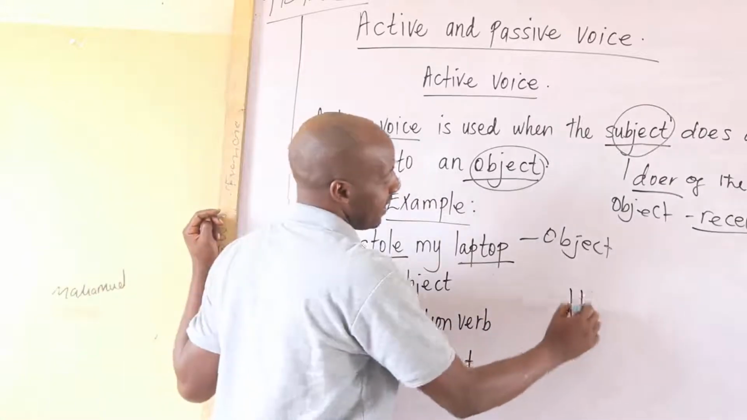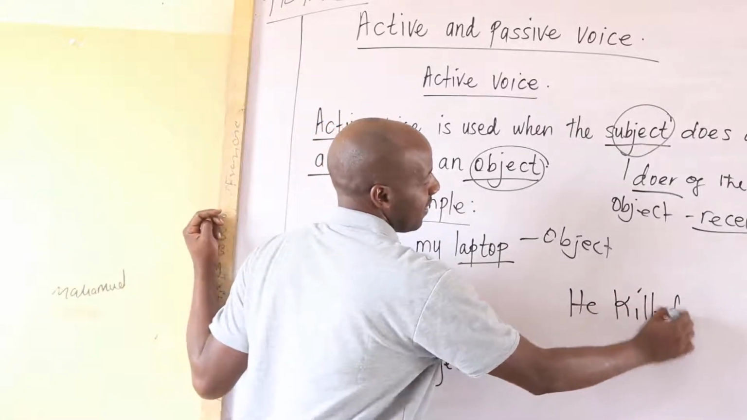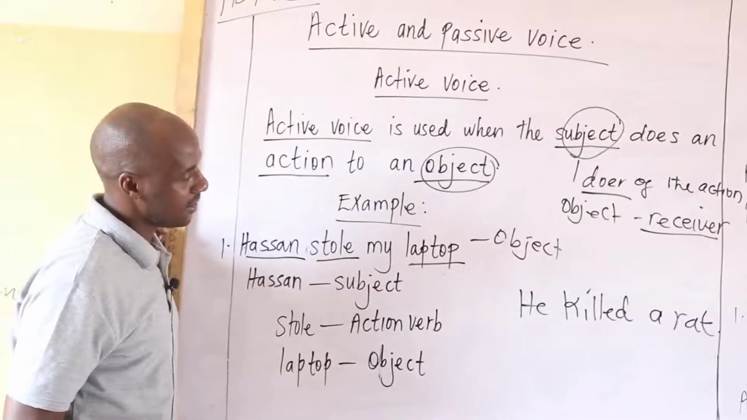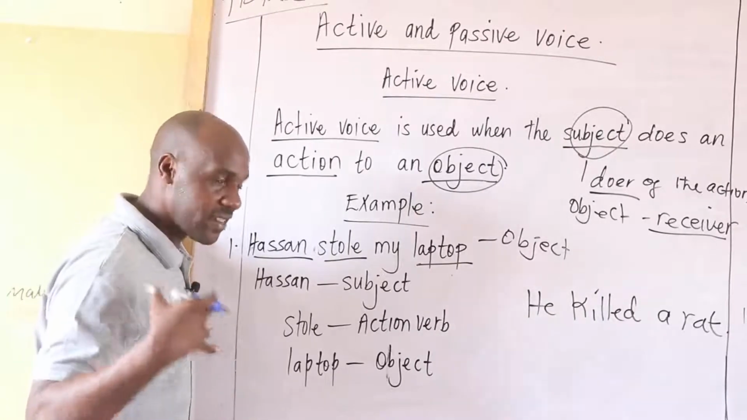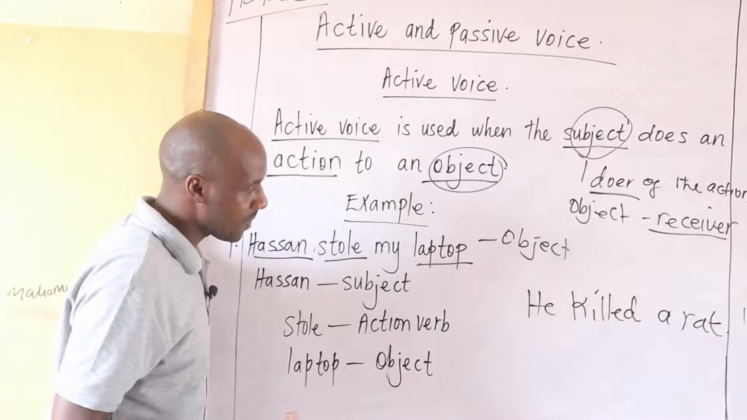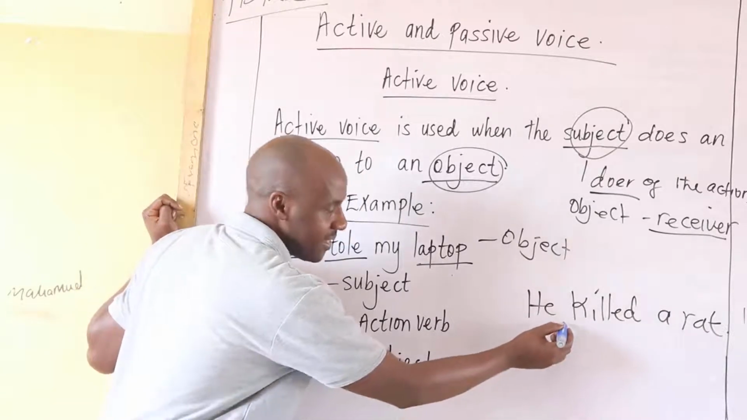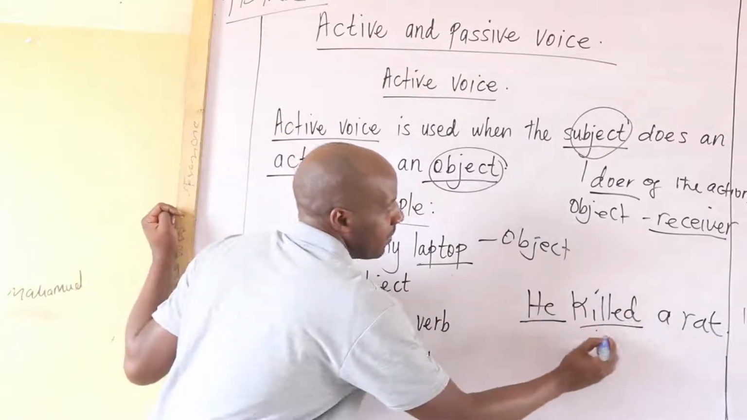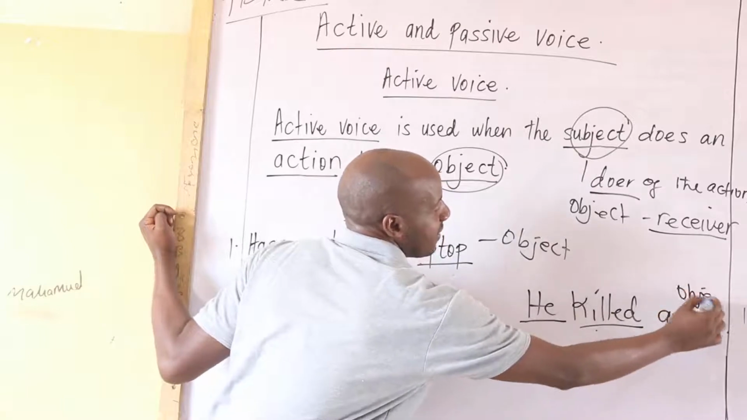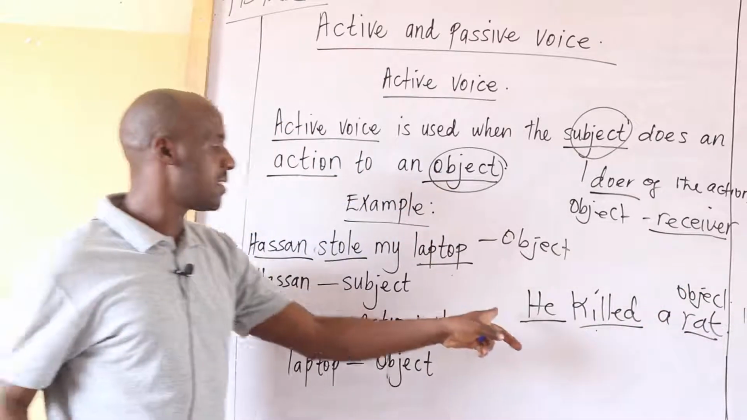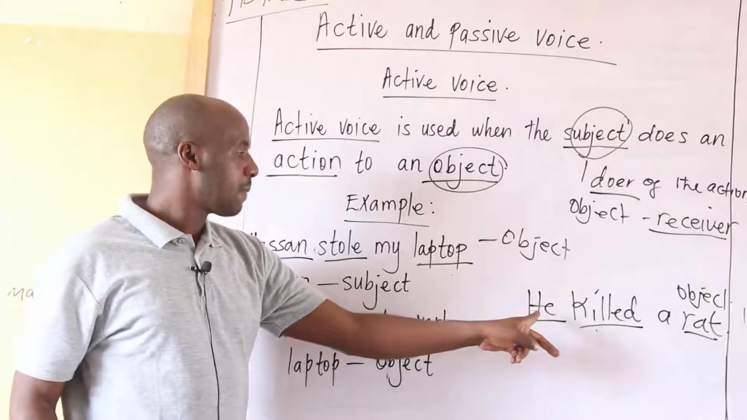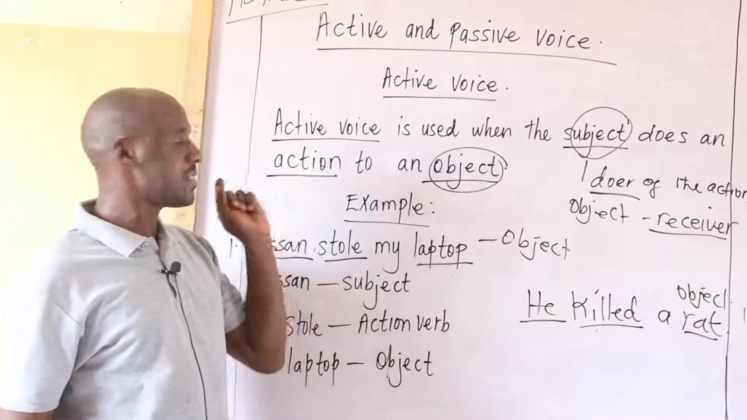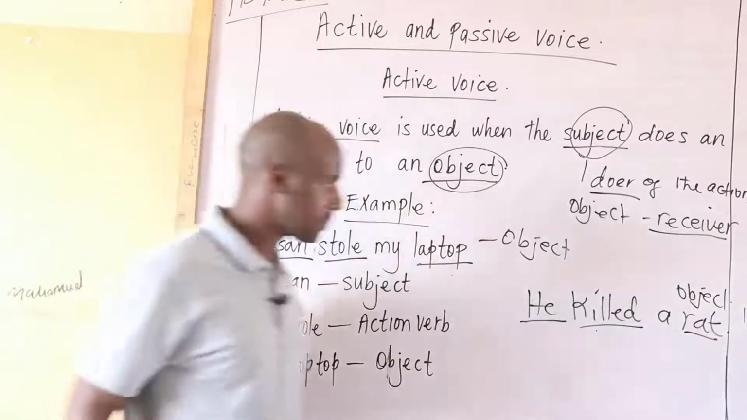Now, even as you can say, he killed a rat. Where is the subject? Where is the main verb? And where is the object? The subject is he. He is the one who did the action. This is the verb, and this is the object. So the moment you see sentences like this, whereby the subject does an action on the object, you know that that sentence is in active voice.